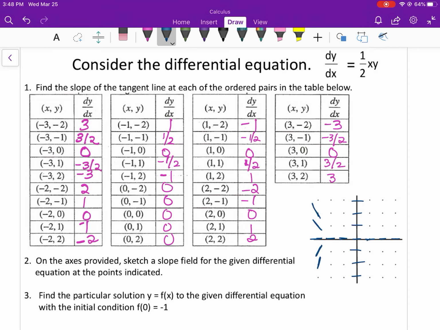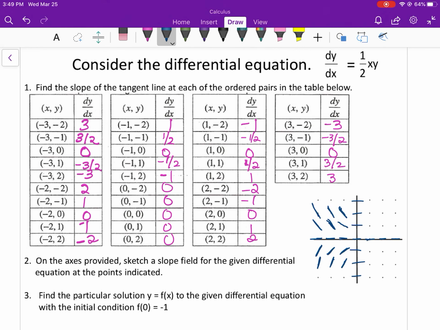And then negative 3 halves, and then negative 3. And then negative 2 is a slope of 2. And then a slope of 1. And then negative 1. And then negative 2. And then a slope of 1, a slope of 1/2, a slope of negative 1/2, and a slope of negative 1.